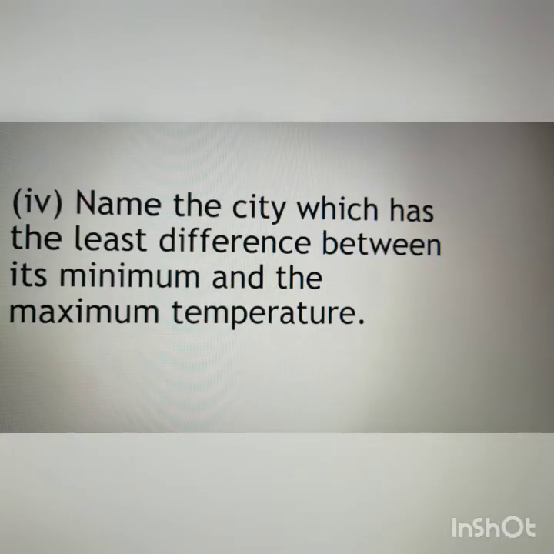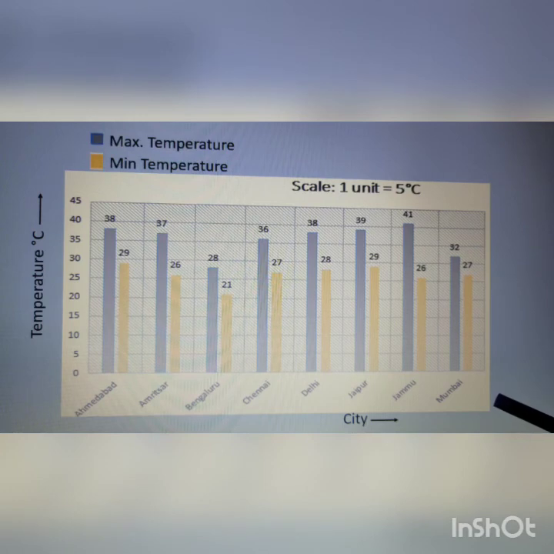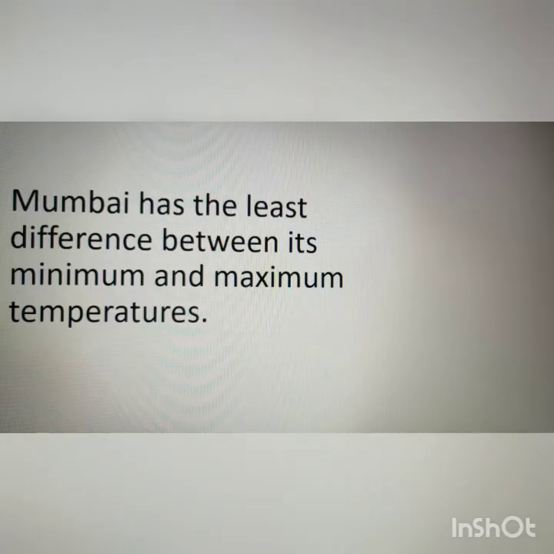Question number 4. Name the city which has the least difference between its minimum and maximum temperature. For the first part of the question we have already discussed the difference between the maximum and minimum temperature of each city. From that we came to know that the difference between maximum and minimum temperature of Mumbai city is 5, that is 32 minus 27 is equal to 5 degrees Celsius, and it is the least difference among all the cities. Therefore, we can say Mumbai has the least difference between its minimum and maximum temperatures.